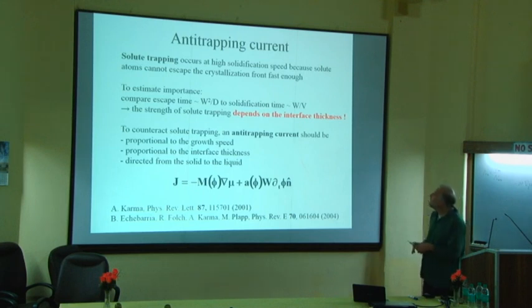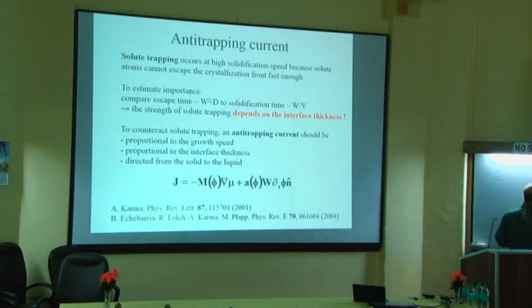Now, which one are we going to take upstairs? Well, we can form a parameter which is the relaxation time divided by the advance time. So this is W squared by D divided by W over V. So in the end I will get W V by D, which you see is the ratio of the interface thickness and the diffusion length.